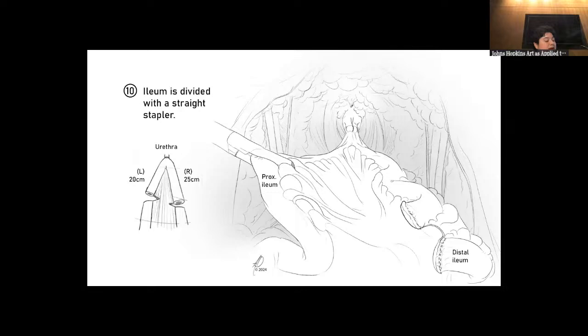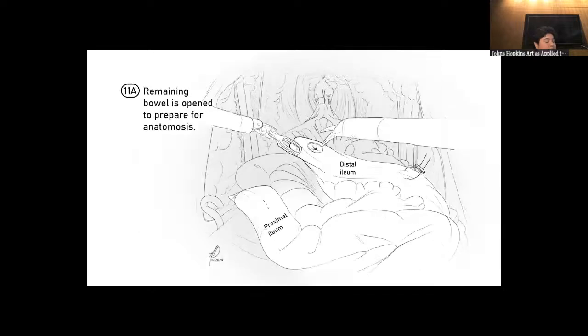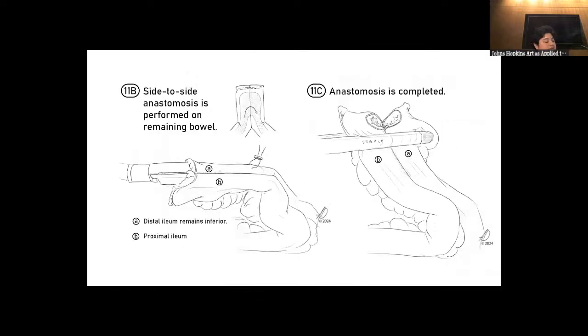The ileum is divided approximately 20 centimeters from the apex on the left and 25 on the right using a straight stapler. To repair the remaining bowel, a small hole is made at the stapled end, and a side-to-side anastomosis is performed with the distal ileum remaining inferior.